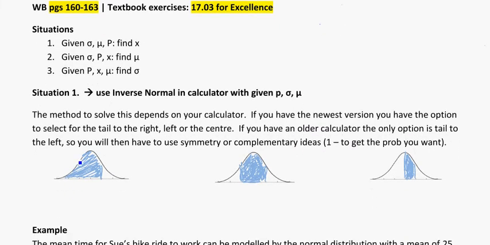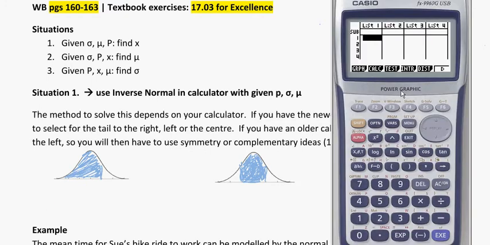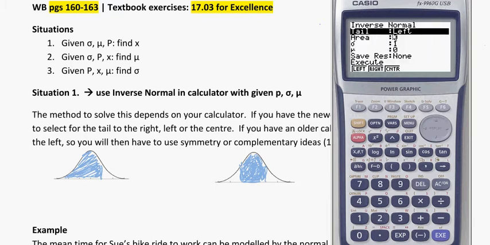With the calculator, depending on what version you have, you might have the option to make it more straightforward for yourself. If we go into inverse normal, you'll notice that most of the newer calculators have left, right, or central, and you can pick which of these you want to use for the different situations. This tells you the direction of the tail that you're looking to find. So am I looking out towards the left, or am I looking out towards the right?